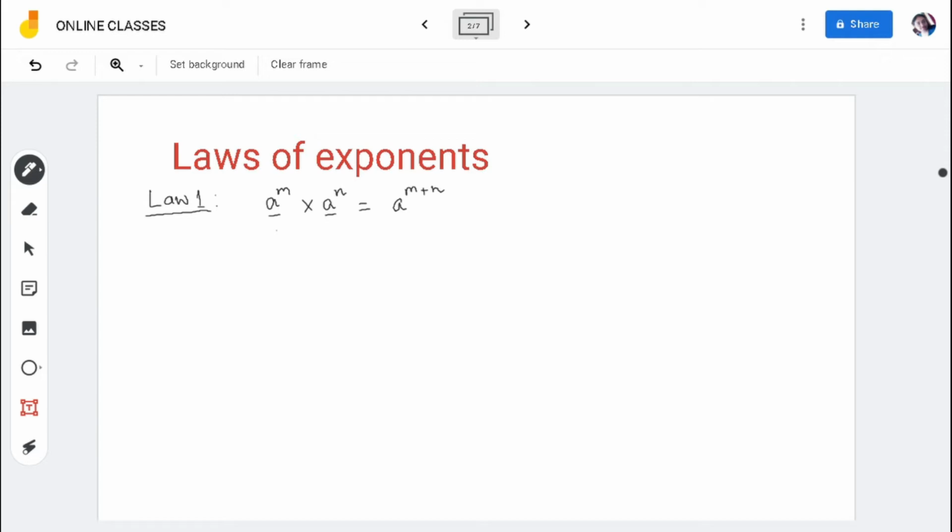Let's see this law by using an example. Just suppose example 1, I will show you two examples. In this example, just suppose we are having minus 2 to the power minus 3 into minus 2 to the power minus 4. You just see that and just compare this with this law. Here the base is minus 2 and again the base is minus 2 here, but the powers are different. In this one the power is minus 3 and in this one the power is minus 4.